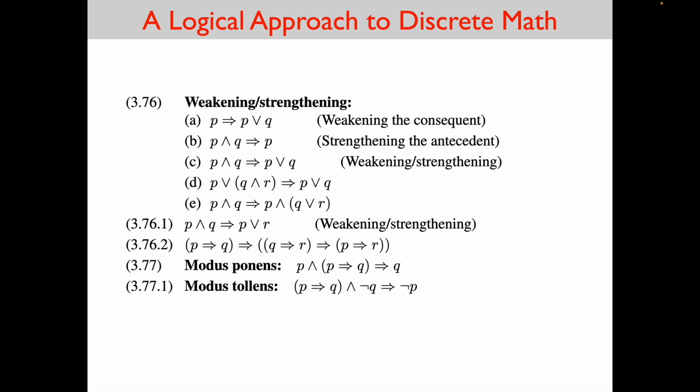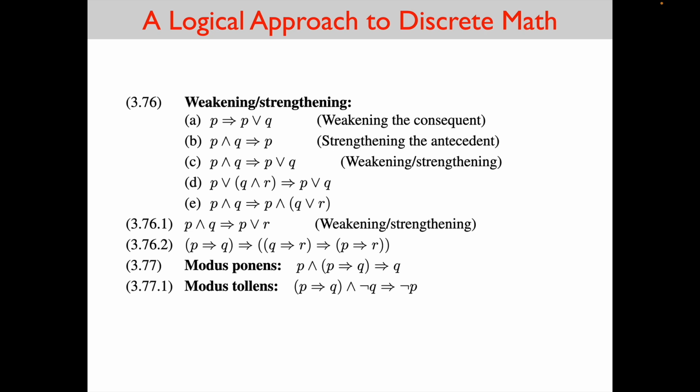Okay. I actually prefer 3.76.1 to the way our author has presented weakening strengthening. It's a little bit more general. So P and Q implies P and R. And then D and E, 3.76, D and E are variations on the theme of weakening and strengthening. 3.76.2 is interesting, which is not in our textbook. And now here's another interesting, a very well-known theorem.